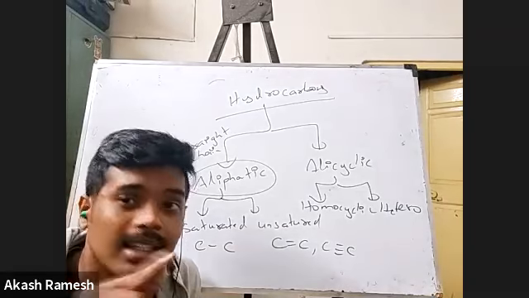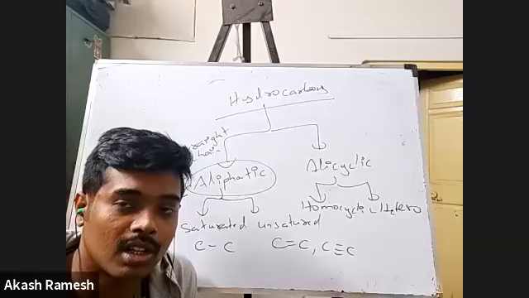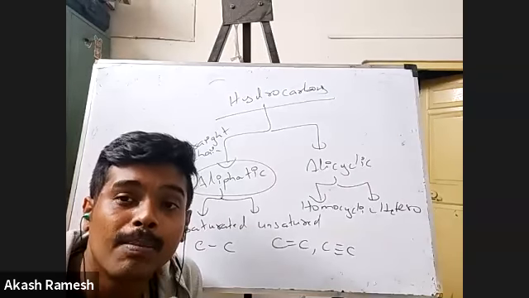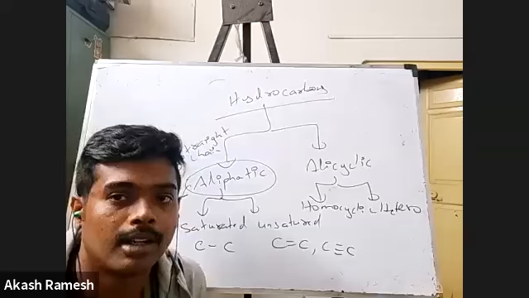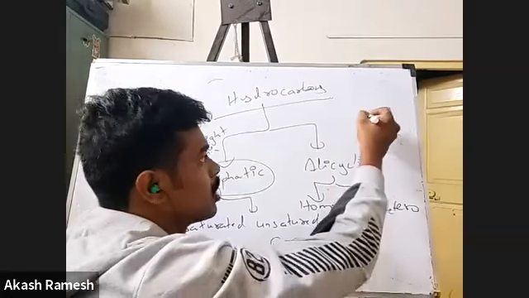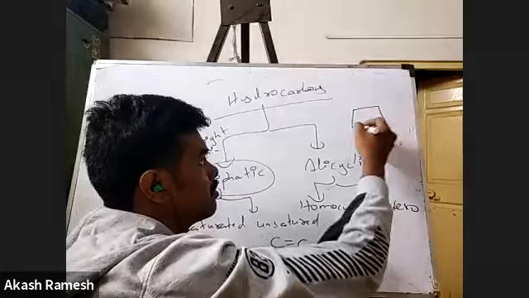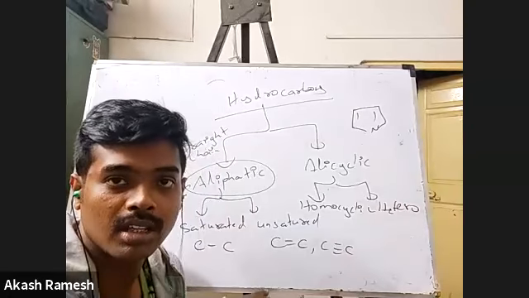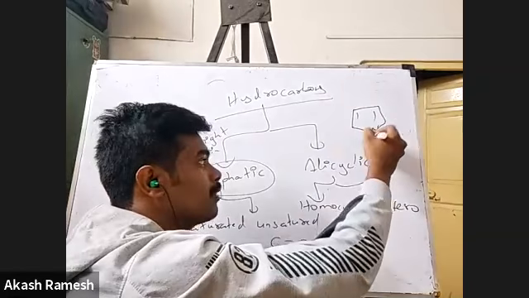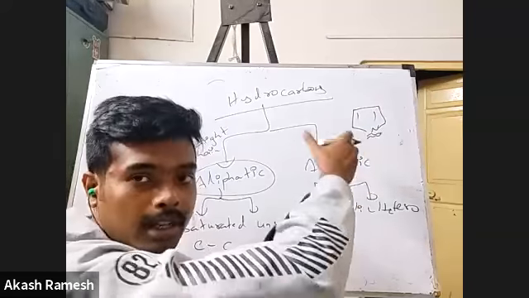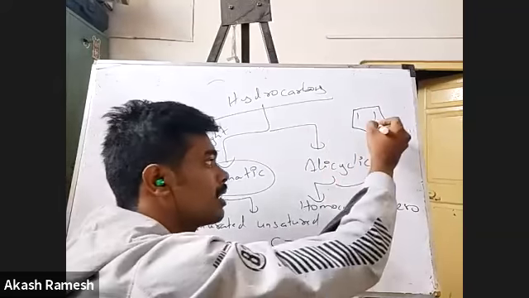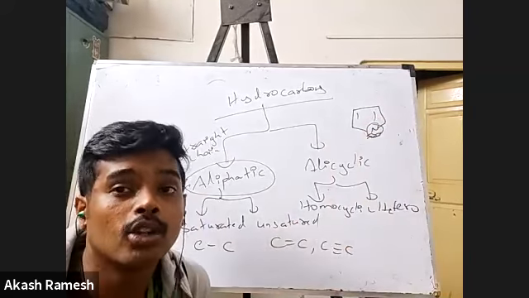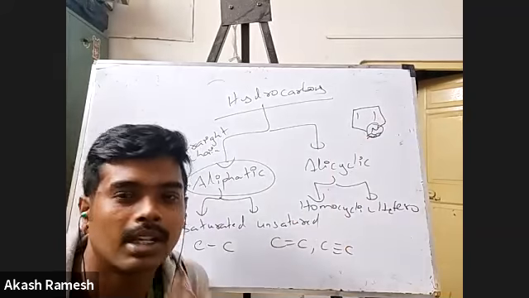Heterocyclic means in the cyclic structure, one or more than one carbon atom is replaced with another element. For example, you have something called pyridine. Something like this. If this was a carbon atom, then it would have been a normal homocyclic compound. But other than a carbon atom, you have a nitrogen atom here. Those things come under heterocyclic compounds.